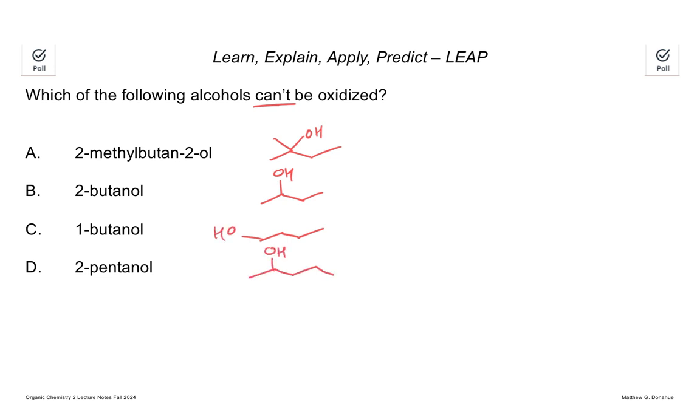And so those are the structures. The next thing we do is classify them. So tertiary alcohol, secondary, primary, secondary, and we'll find that A is the correct answer.